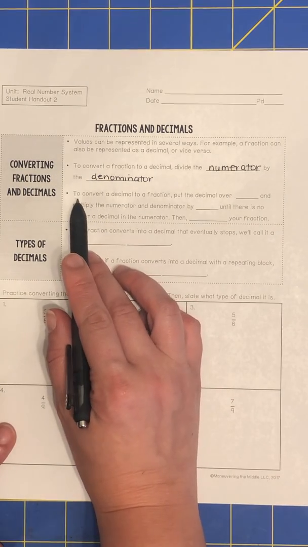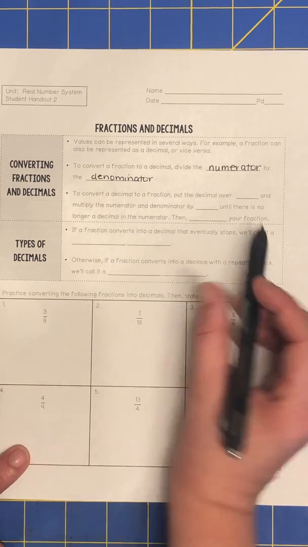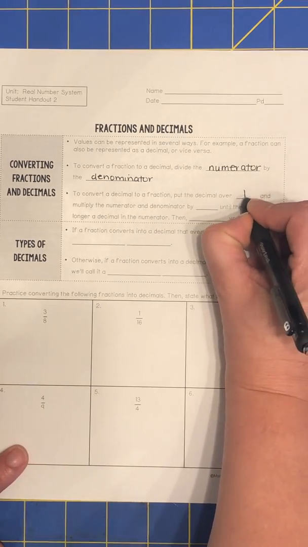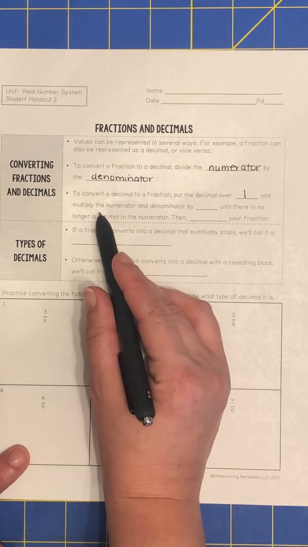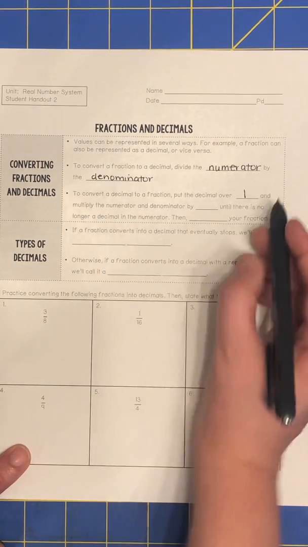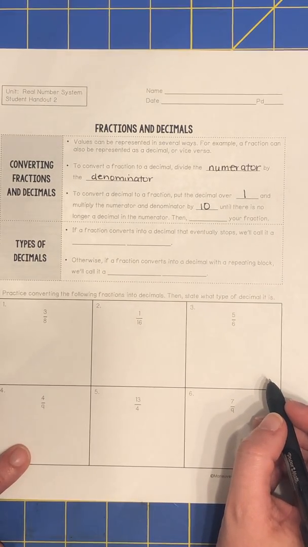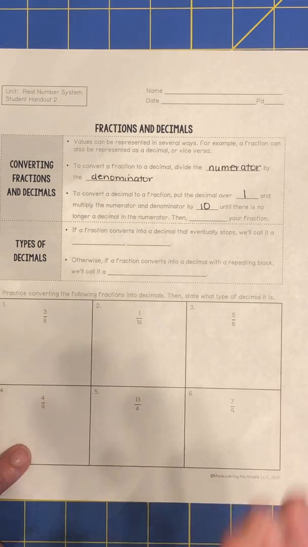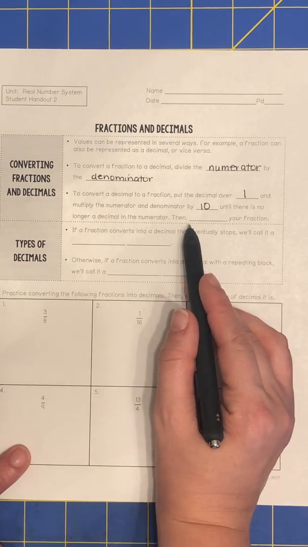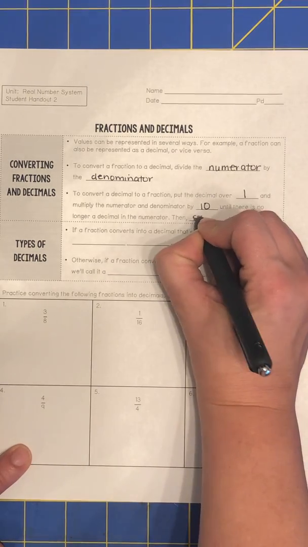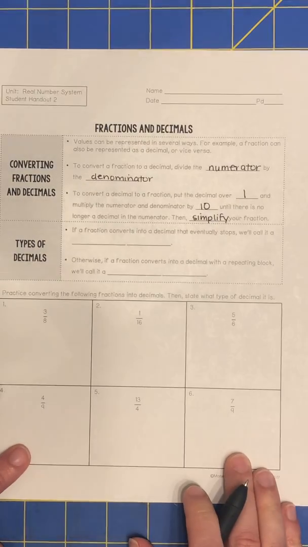So in order to do the opposite, to convert a decimal into a fraction, I put the decimal over whatever the number is, the decimal over 1, and then I multiply the numerator and the denominator both by 10 until there's no longer a decimal in the numerator. Whenever we're multiplying things by 10, we're making our number bigger and bigger. Then I'm going to simplify, just like we always do with fractions. I have to simplify the fraction.